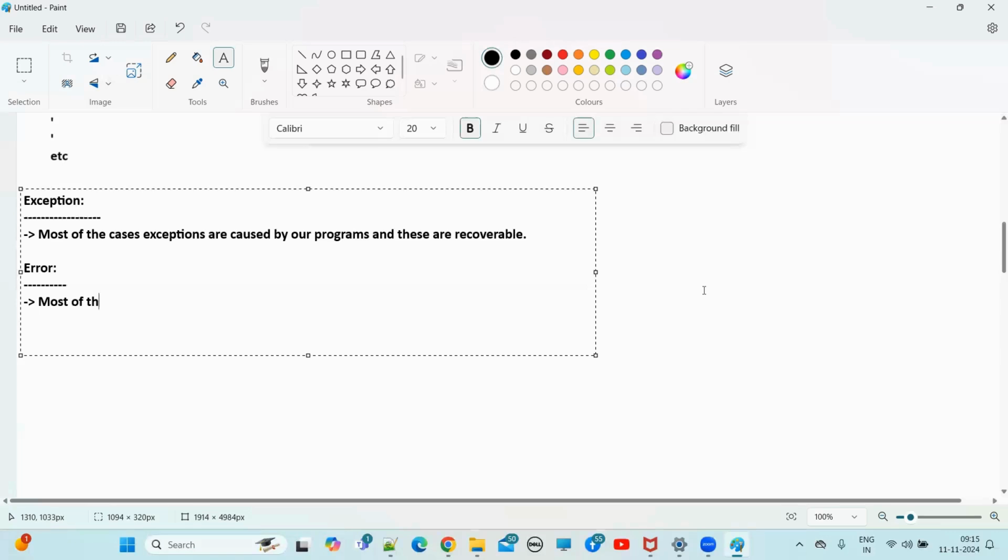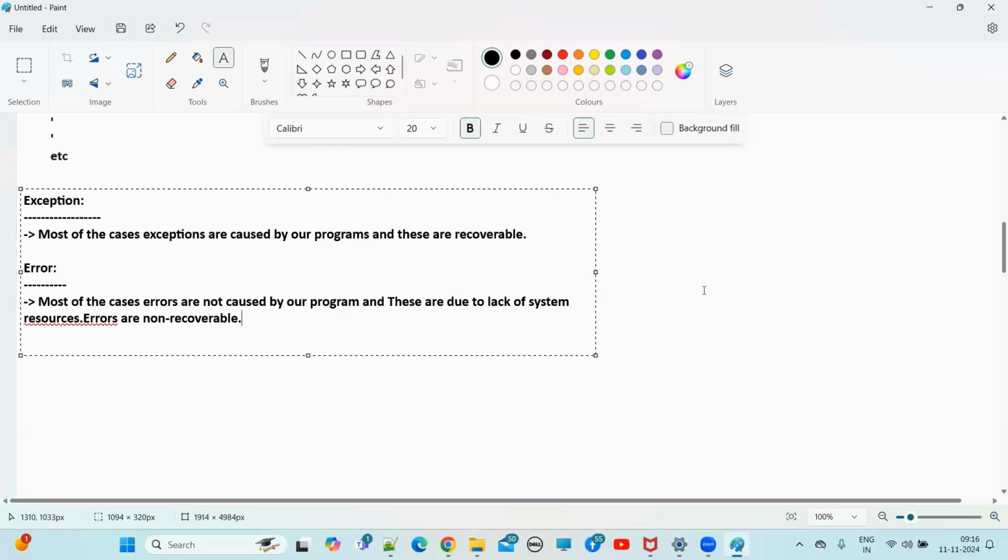Most of the cases errors are not caused by our program and these are due to lack of system resources. And another one is errors are non-recoverable, guys. Errors are non-recoverable. Okay, let me explain to you.